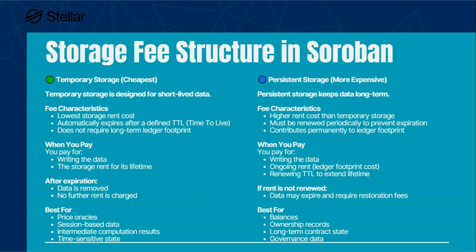Let's dive deep into the three storage types. This is crucial for understanding how to build cost-effective applications on Soroban. First, there's temporary storage, which is the cheapest. Temporary storage is designed for short-lived data. According to what you see here, there are different characteristics.